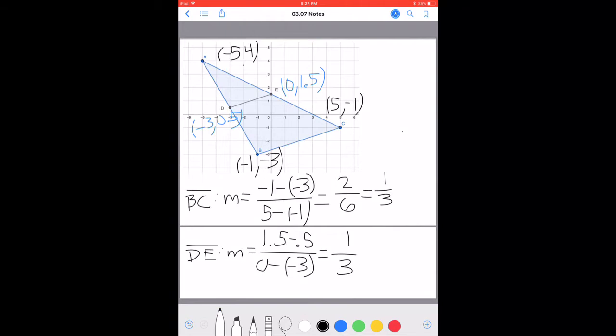Since the slopes are the same, these are in fact parallel, so we can add those arrowheads to show that they're parallel. If we wanted to prove the distance parts, we would have to use our distance formula, and it looks like I can't write as small as I thought I could on here.